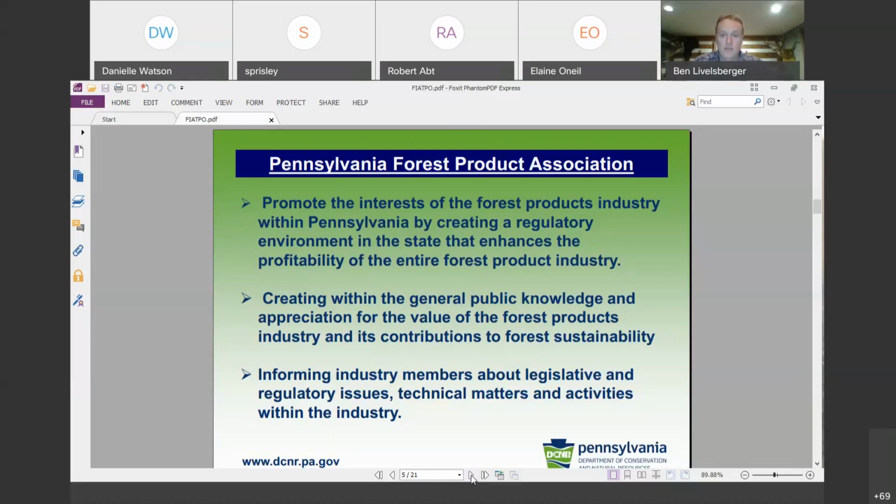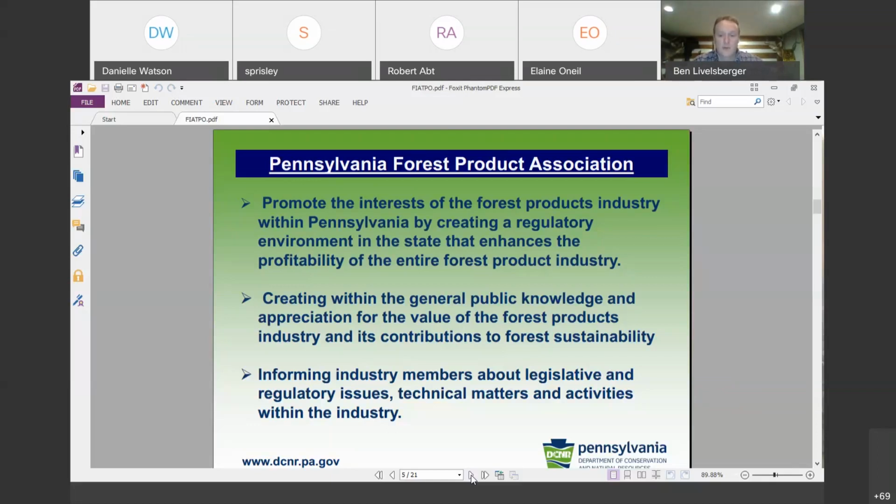And this association is used to have a unified voice on legislation and regulatory issues that are happening in the state, so they can go and lobby the legislators and talk to the local officials when they're making decisions that are going to affect the industry. And they use the TPO to really support their data, use that data to support their claims, and hopefully get those ordinances banished.